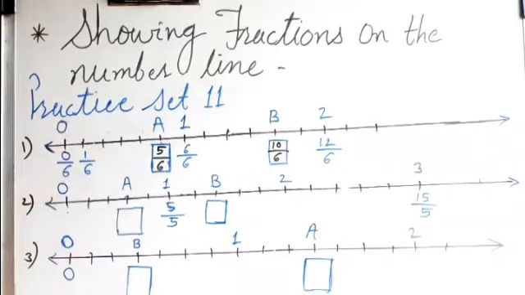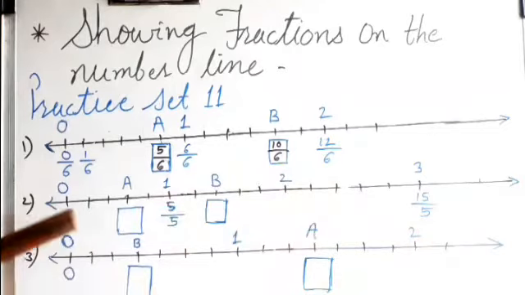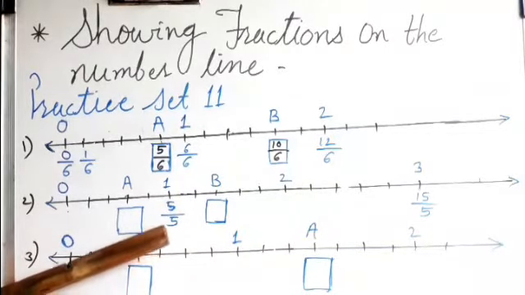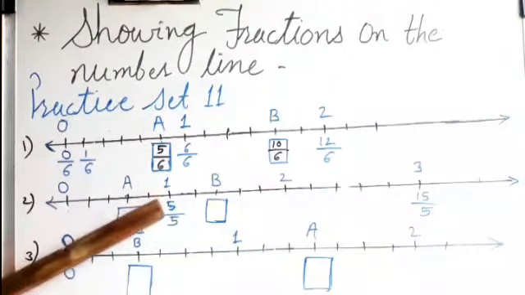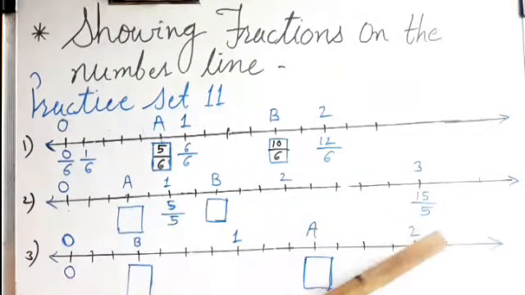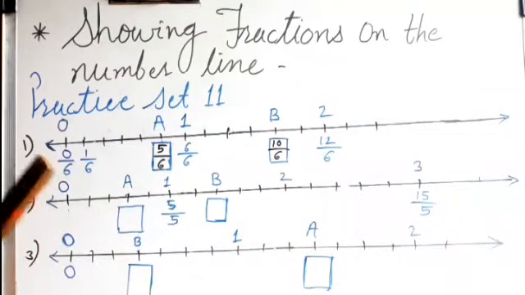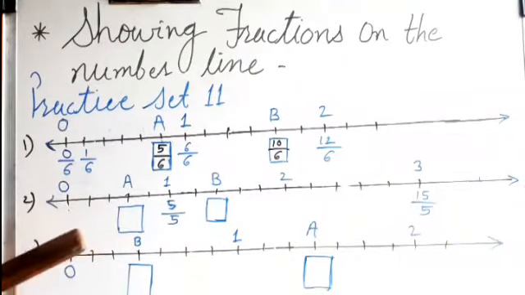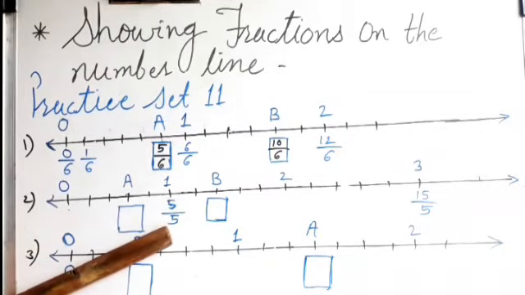Now let's see the second example. What have they done? They have shown only the middle fractions. You have to observe which fractions are given on the number line: 5 upon 5 and 15 upon 5. What is the denominator here? 5. What is the denominator here? 5. That means on this number line, every unit must be divided into how many equal parts?